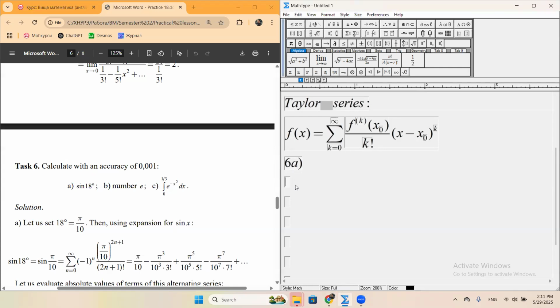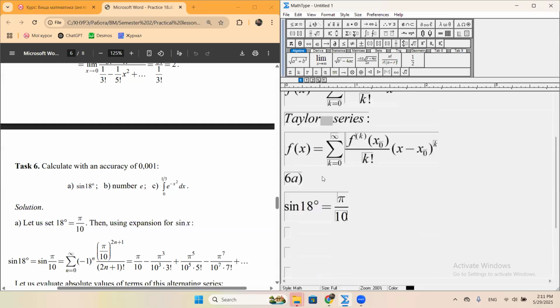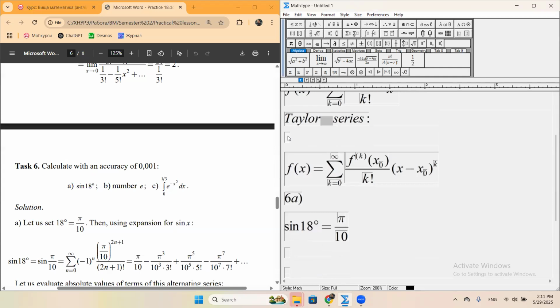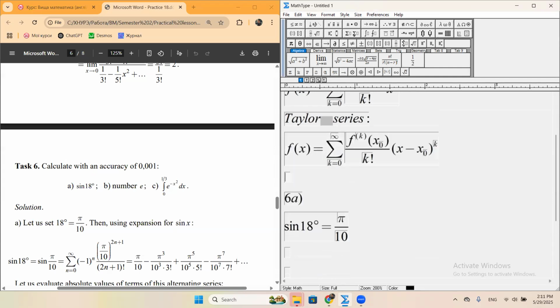So first of all, we have to calculate sine of 18 degrees. Sine of 18 degrees actually equals pi over 10, so we will use radians. The expansion of the sine will be the following. Okay, let me write down the expansion of sine.